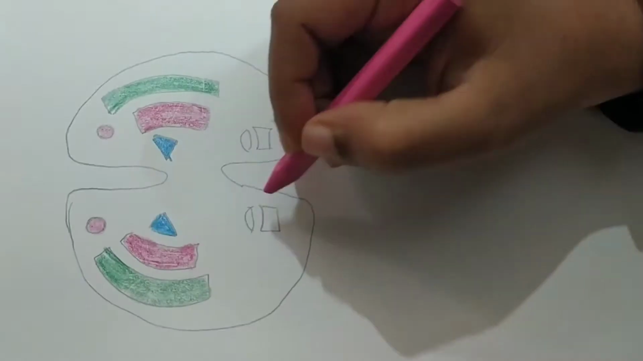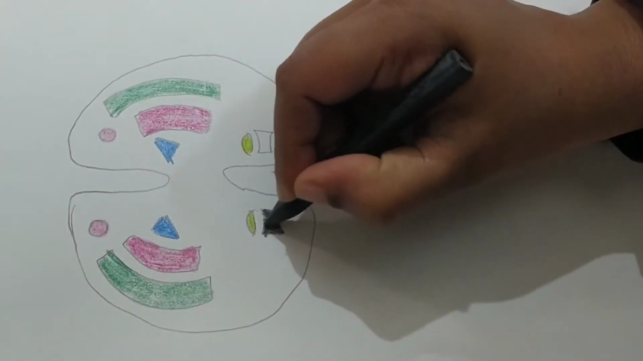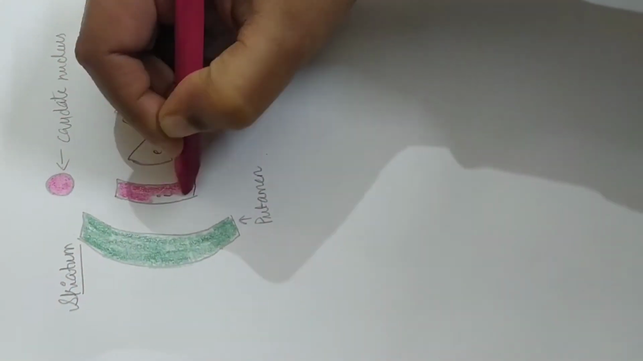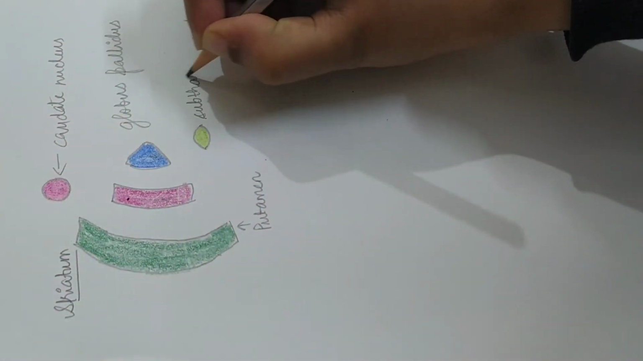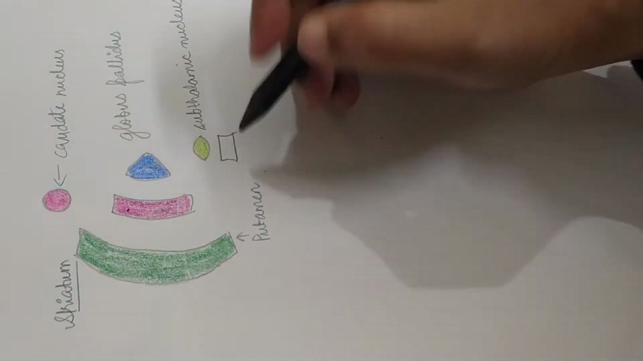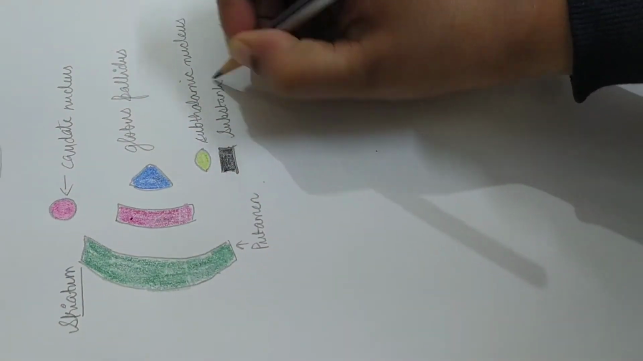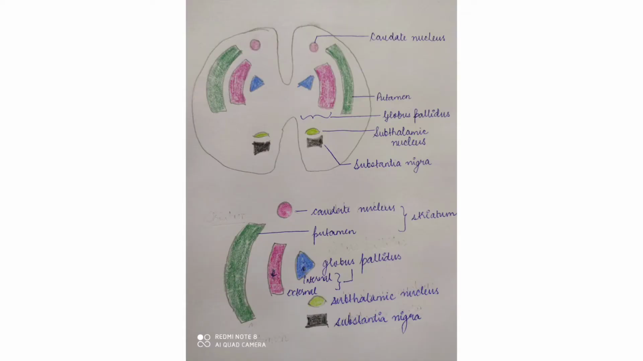The basal ganglia are a group of structures found deep within the cerebral hemispheres. The structures generally included in the basal ganglia are the caudate and putamen, striatum, and globus pallidus in the cerebrum, the substantia nigra in the midbrain, and the subthalamic nucleus in the diencephalon.